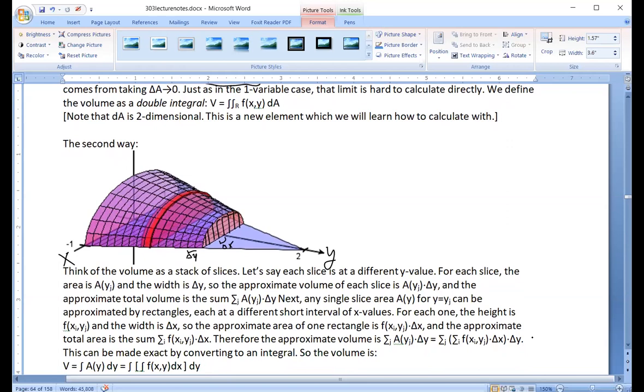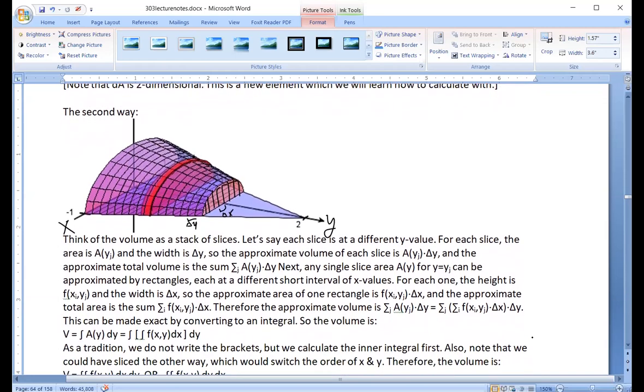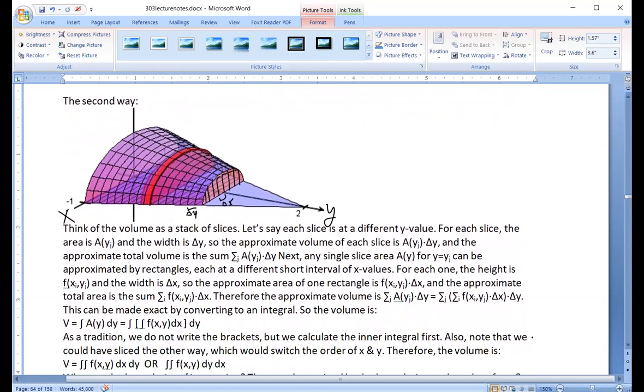So the volume is just the integral of the area A of y dy, but we know that we can replace that with another integral. So this just winds up being the integral of the integral of f of xy dx, all of that dy. And as I mentioned before, when we were talking about just the calculations, as a tradition, we don't write the brackets, but we understand that they're there. So we get that volume equals the double integral of f of xy dx dy.